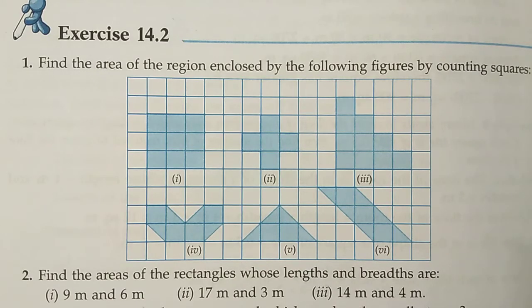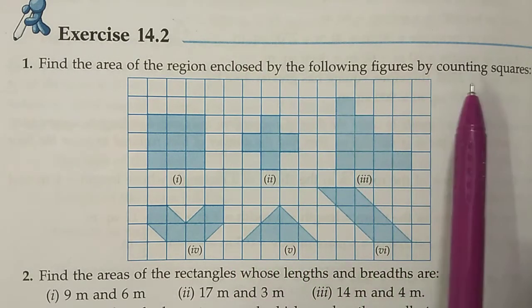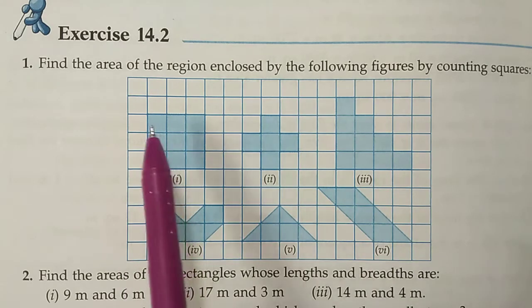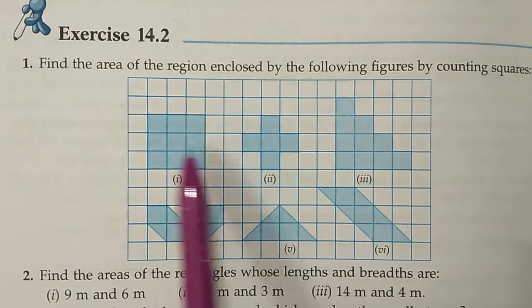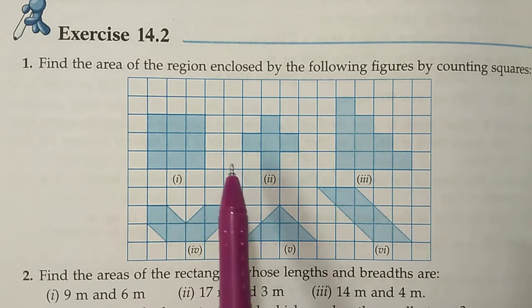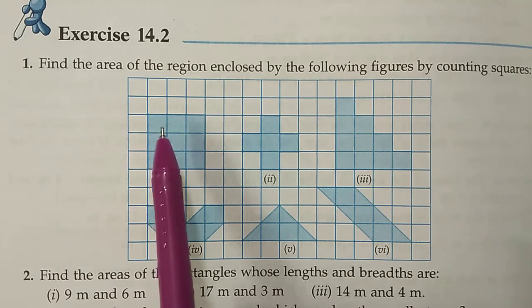Now we will start exercise 14.2. Question number 1. Find the area of the region enclosed by the following figure by counting squares. So here these figures are drawn by squares. You can see here all are squares, and we have to find the area by counting the squares. Each square is 1 by 1.